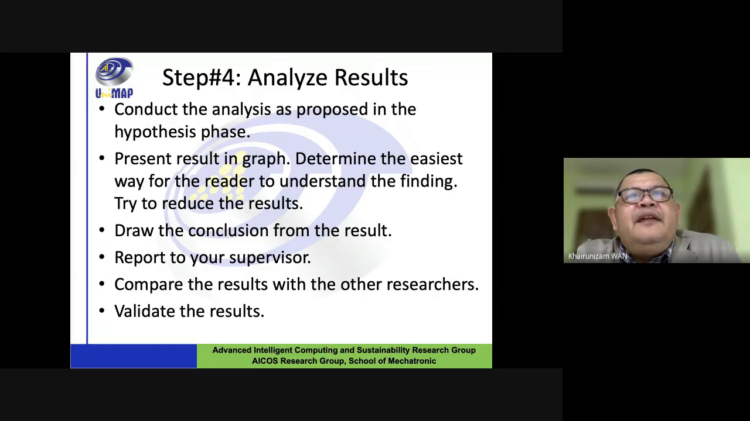Present the result in a graph. Determine the easiest way for the reader to understand the finding. Try to reduce the result, because we know in the investigation, in the experiment, you collect so many data. So try to reduce the data, or the result, so that the reader could easily understand the finding. That means you have to present the data in the form of a graph, for example.